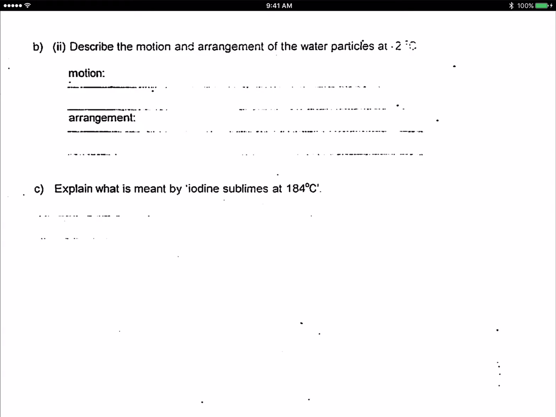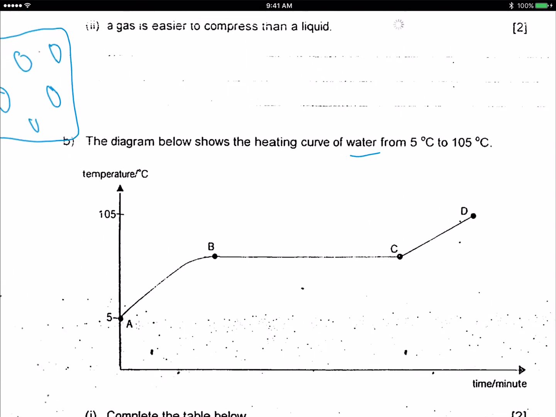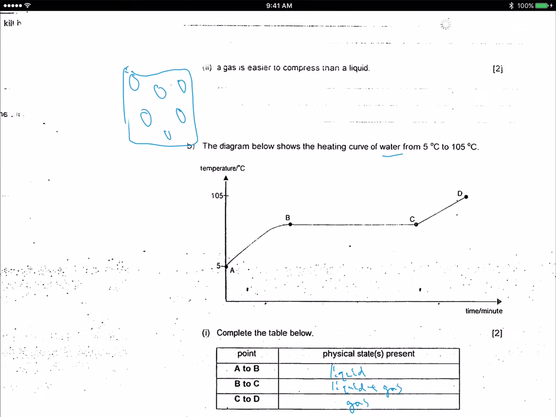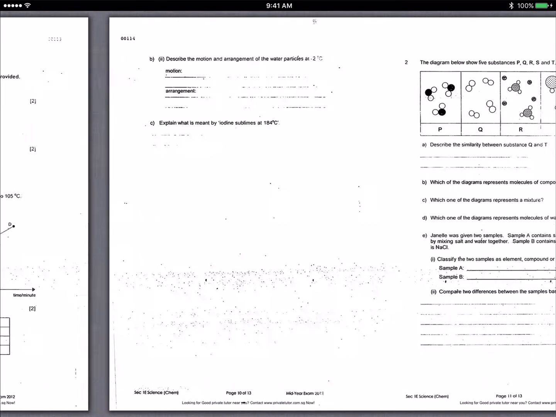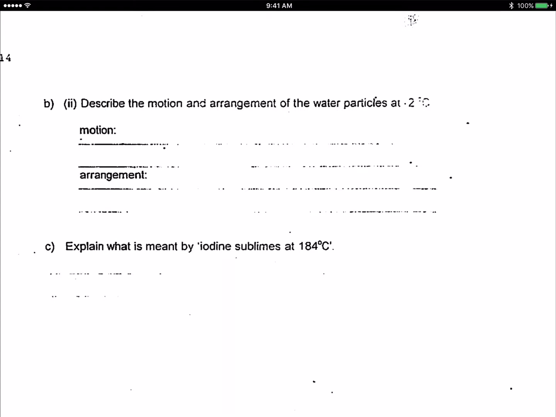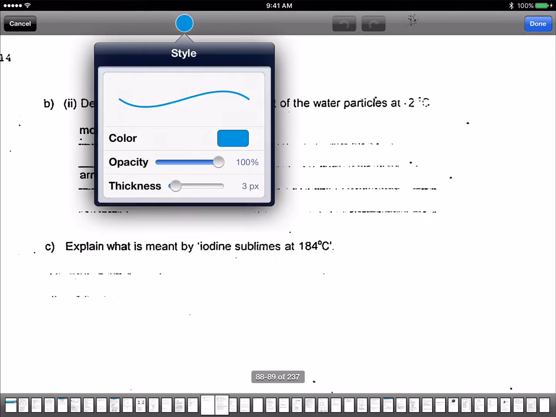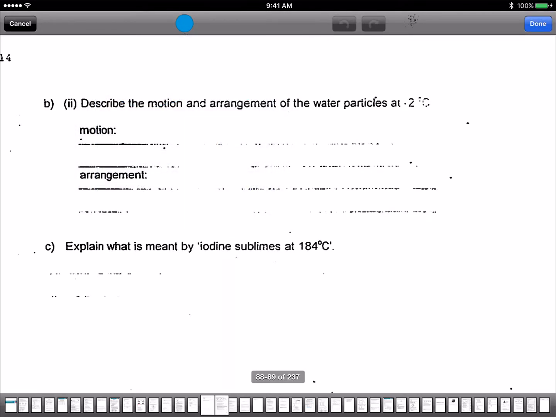Okay, describe the motion and arrangement of particles at -2 degrees Celsius. Where is -2? Okay, so water at -2 degrees Celsius, is it solid, liquid, or gas? Liquid at -2? Come on. Yeah, it's a solid. So what's the motion? They vibrate about fixed position. This is something you learn in kinetic particle theory.